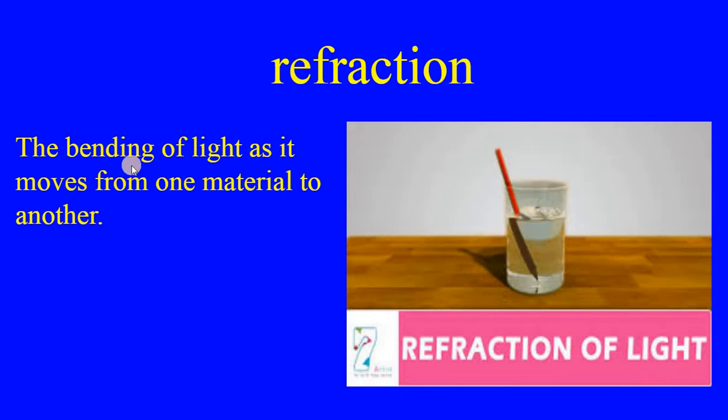It's the bending of light as it moves from one material to the other, as opposed to reflection. Reflection is it bouncing straight off one object to the viewer. In refraction, it is the bending of the light. In this case, it's the water and the glass. And you can do this at home. Put a spoon or something in a glass of water, and you can see how the light gets bent.